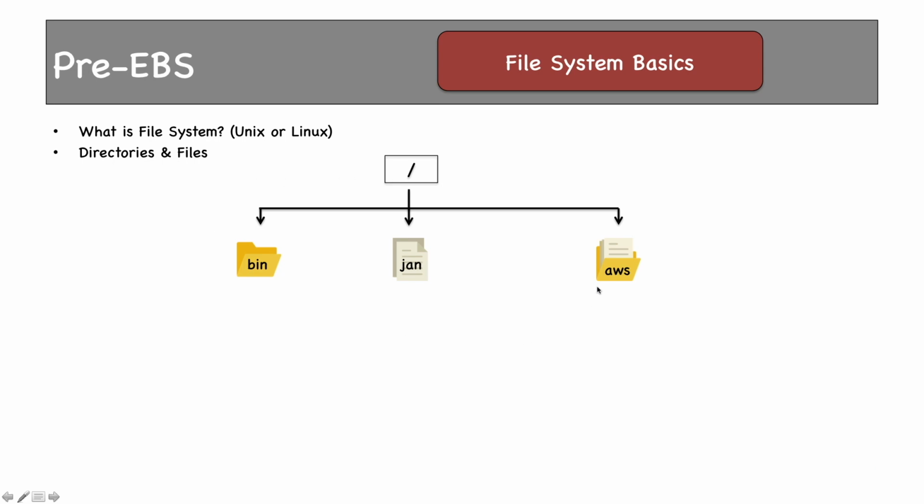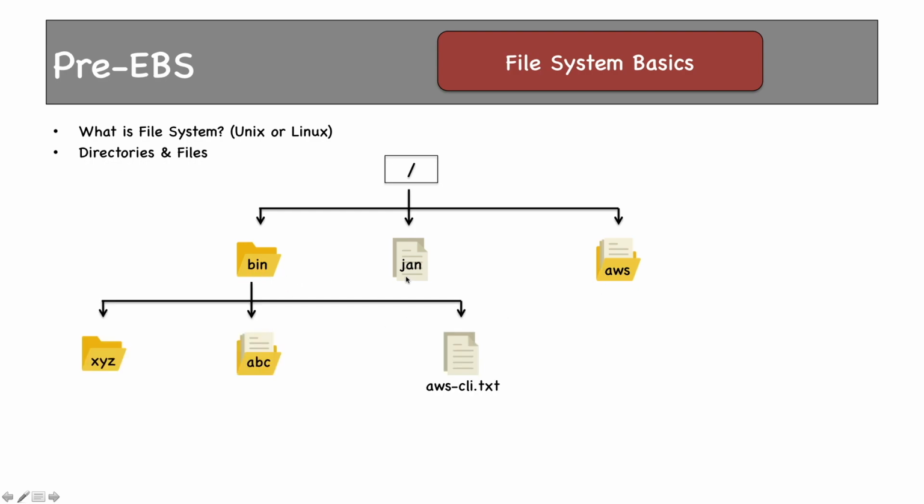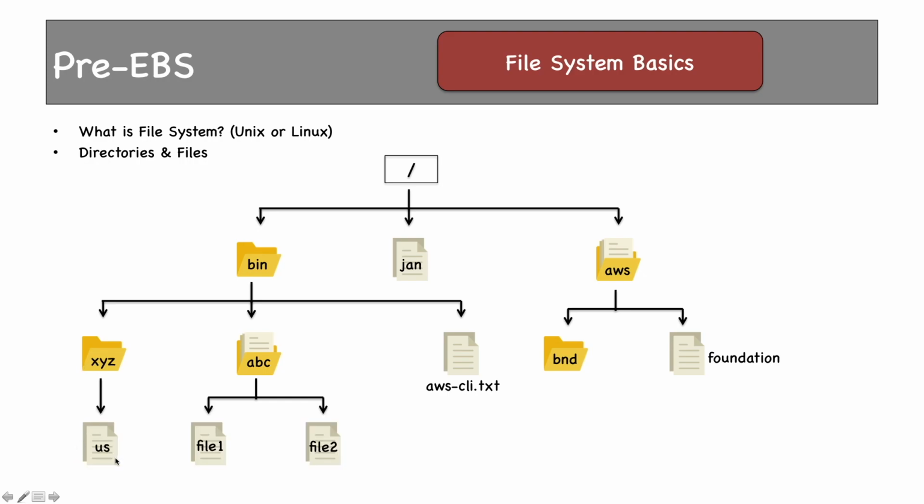Here, I have 2 subdirectories, bin and AWS, and 1 file named jan. Under the bin subdirectory, I have further subdirectories xyz and abc. I have also a file awscli.txt. Under the AWS directory, you have a bnd subdirectory and a file named foundation. Under xyz directories, we have multiple files, and under abc, we have another set of files. So you see here, this is the first level, this is the second level, this is the third level, and this one is the 4th level.